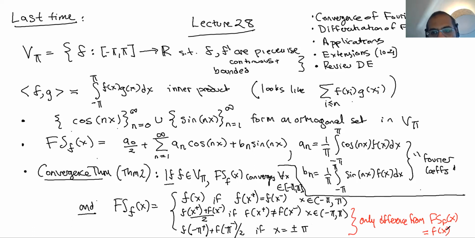Somebody asked, what do you do if the interval isn't minus pi to pi? I'll talk about that later. Right now, let's just focus on minus pi to pi. All the key ideas are in the interval minus pi to pi. So that's the convergence theorem. Any questions about the statement of the convergence theorem?